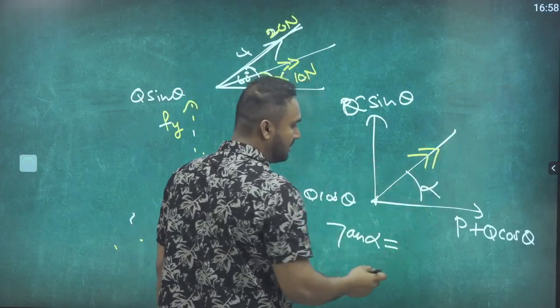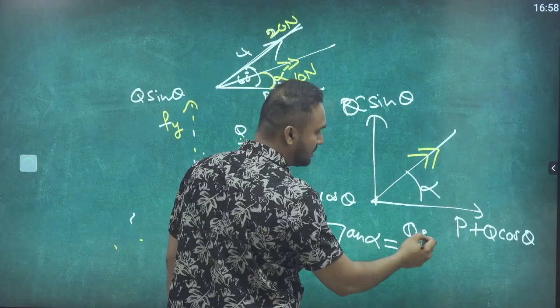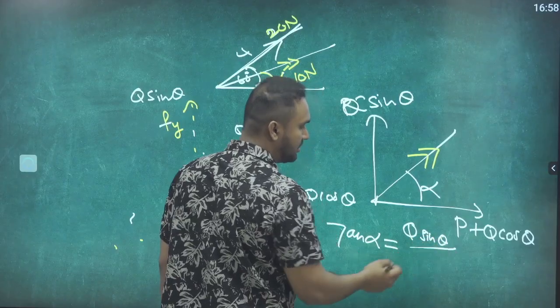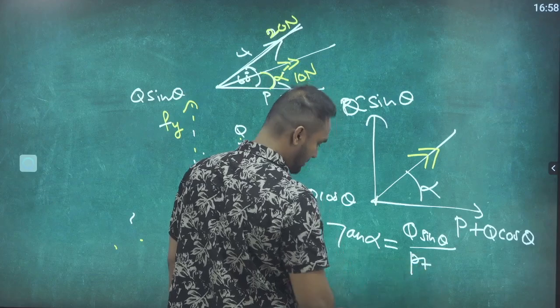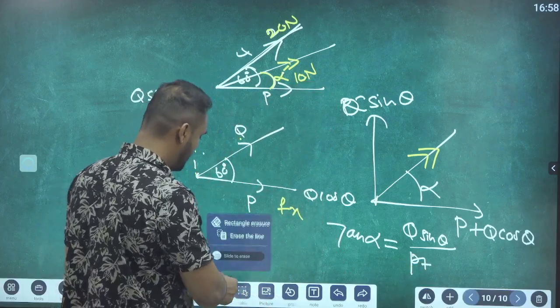On this side, the opposite is Q sin theta, which should be divided by the adjacent, which is P plus Q cos theta.